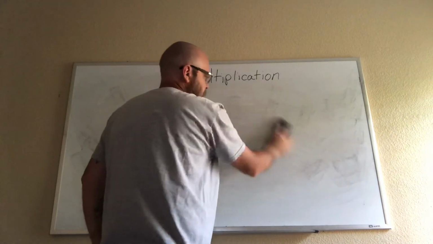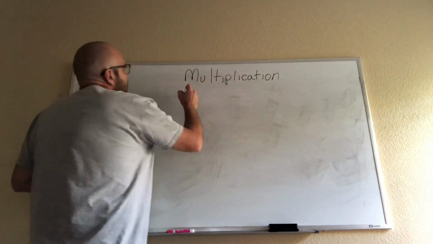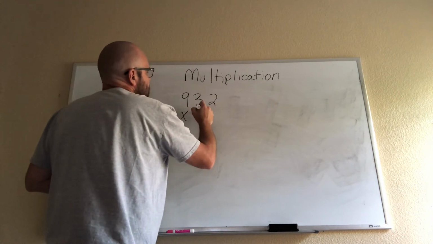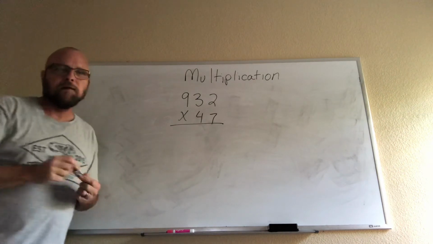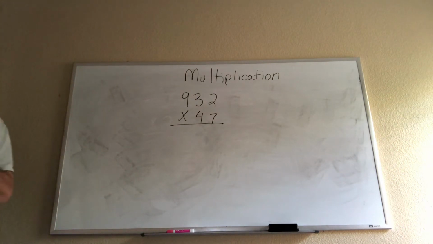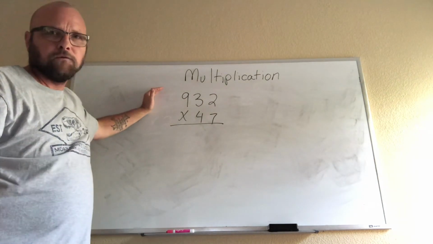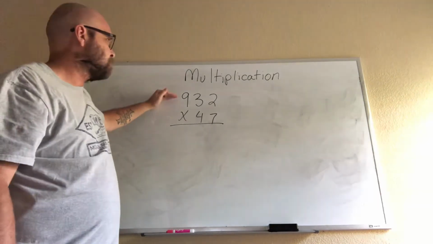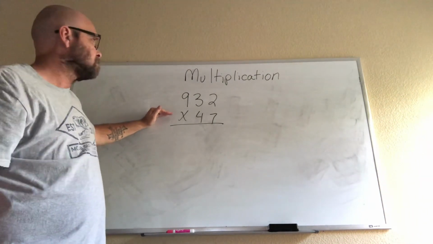Let's look at another one. All right, 932 times 47. 932 times 47. This is as big as you're going to have to know here in 5th grade. As big as you're going to have to know is a 3-digit factor times a 2-digit factor. That's as big as it gets.